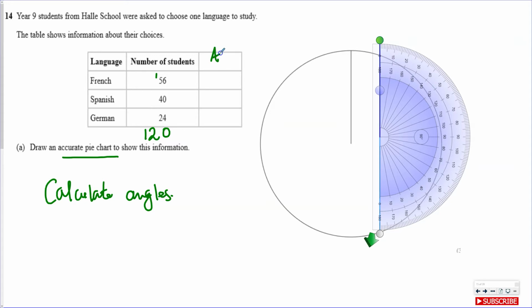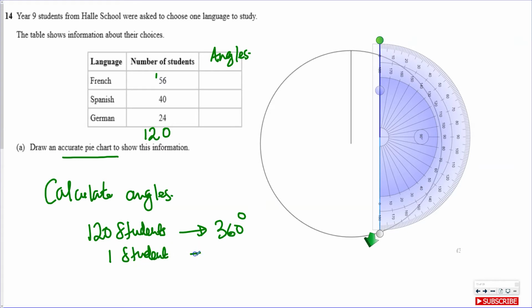So over here then we need to find the angles. 56 students. How much angle would be needed to be drawn on the pie chart? Well, what you have to say is that 120 students are going to be represented in 360 degrees. So then one student is going to be equal to 360 degrees over 120 because there's 120 students. So that's going to be equal to 3 degrees. So each one student will occupy 3 degrees.